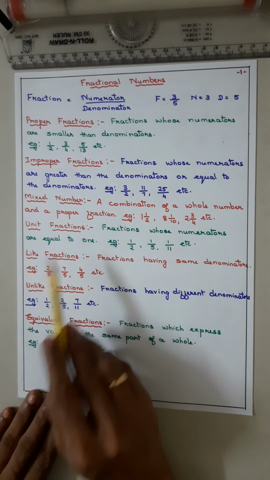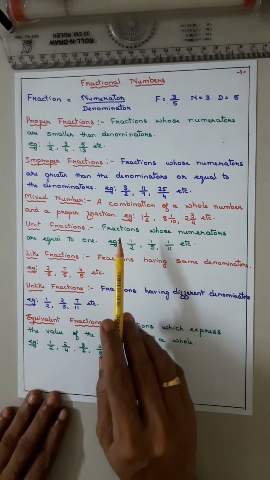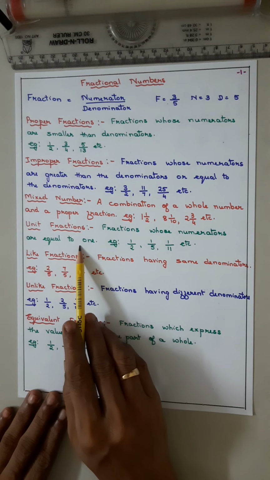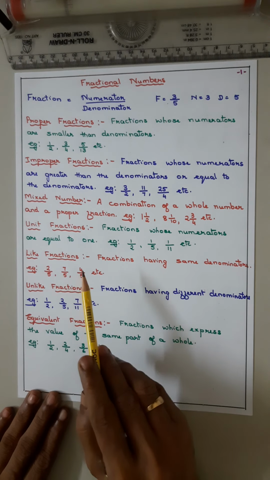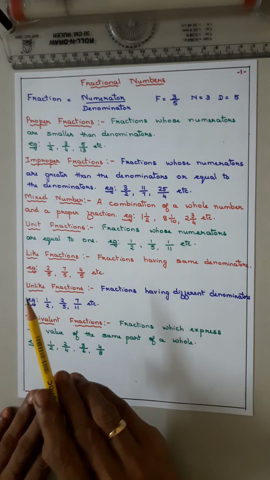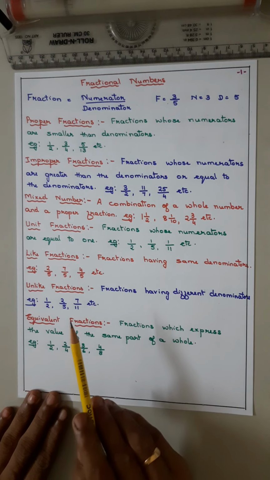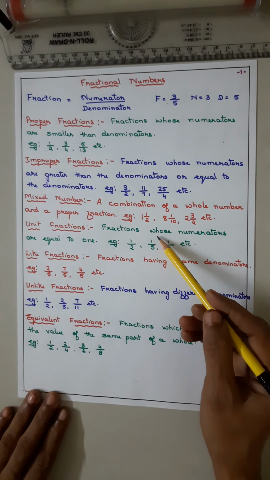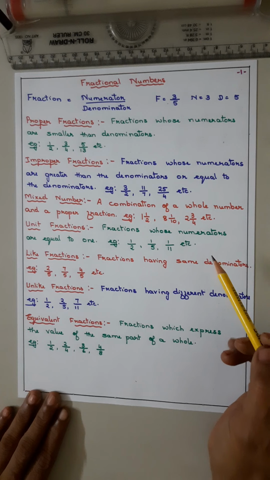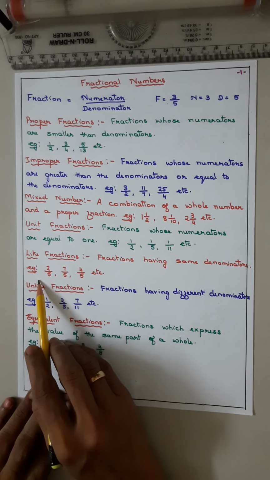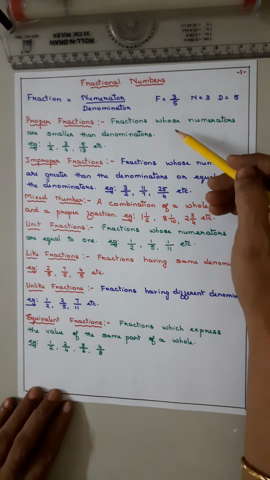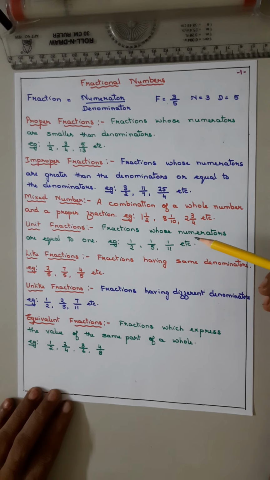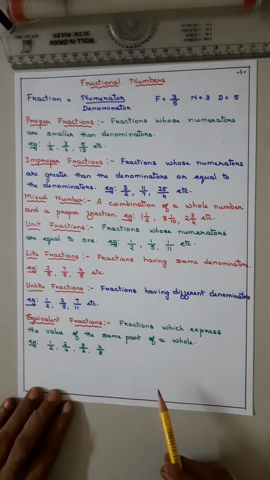Now coming to unit fractions. What are unit fractions? Fractions whose numerators are always equal to 1. So their numerator will always be 1. The numerator is always 1, only then we call it a unit fraction. Example: 1 by 2, 1 by 5, 1 by 11, etc. Now, for each of these, looking at a fraction, you will say whether it is proper, improper, mixed or unit.